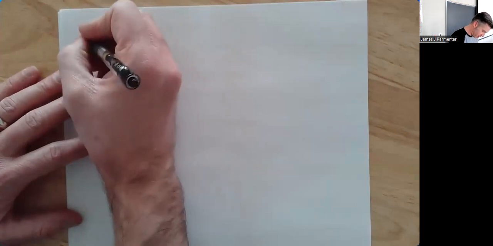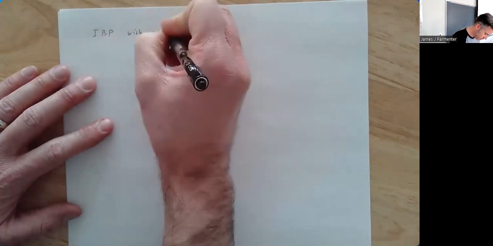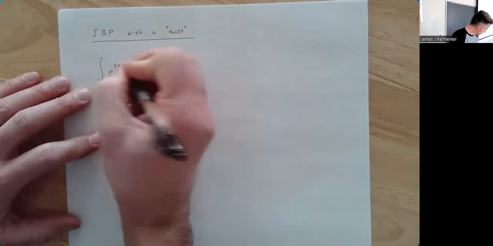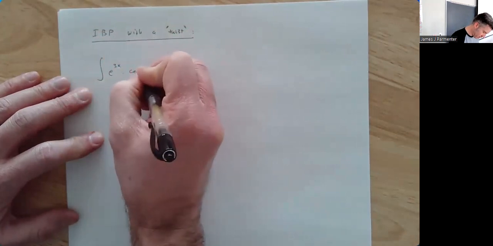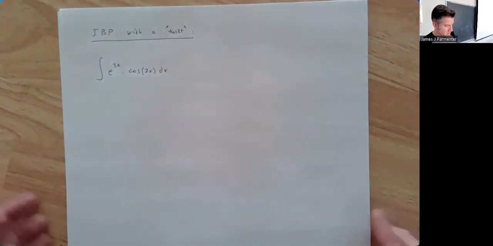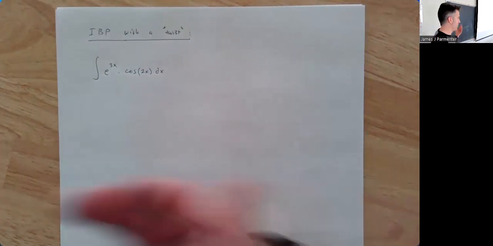So there's another style of integral that comes up frequently, and it's very much its own thing. So this is integration by parts with a twist. We'll do the integral of e to the 3x times cosine of 2x dx. I will say the way we solve this problem is similar to another problem that I like a lot, which is the integral of secant cubed, which we'll probably talk about at some point once we get to the trig integral stuff.